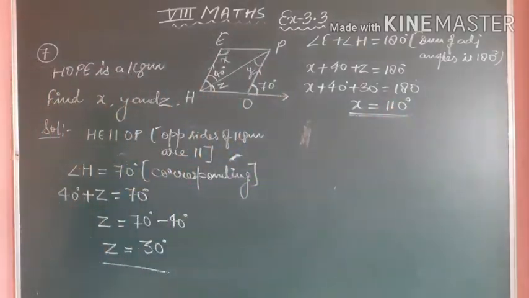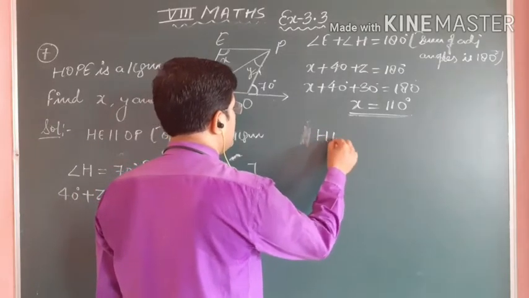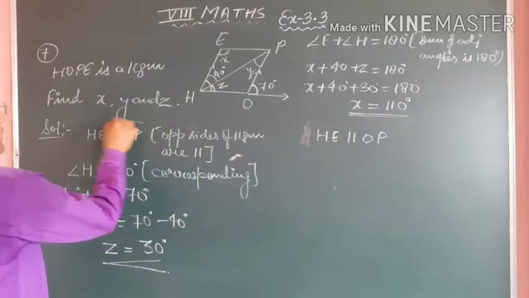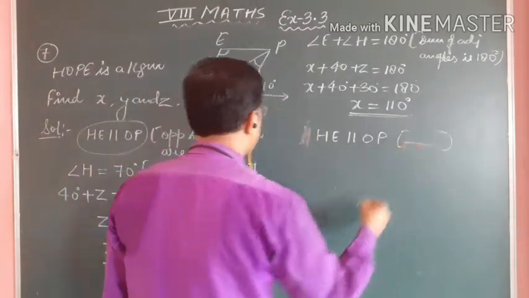Okay students, so we have found first Z and then X. Now we have to find Y. Here the same thing, HE parallel to OP are written already. Y have, so I will write the reason.